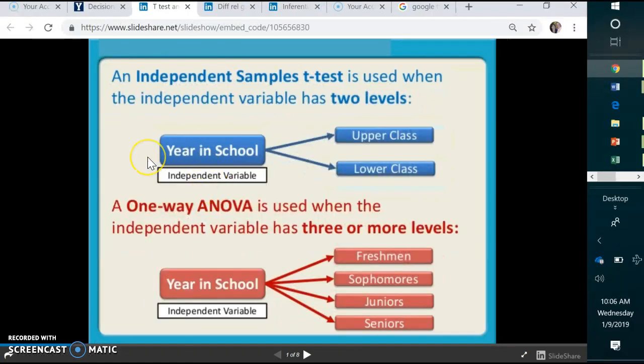In this case, we learned that an independent sample t-test is used when your independent variable has 2 levels. So if I say, who drives faster, upperclassmen or lowerclassmen? I take their average driving speed, and year in school is the explanatory variable, and when you only have 2 levels of that, then you use an independent sample t-test. A one-way analysis of variance, or ANOVA, is used when you have 3 or more levels. In this case, year in school, who drives faster, freshmen, sophomores, juniors, seniors. An independent sample t-test mathematically cannot handle those 4 levels. It can only handle 2. So then you'd use a one-way ANOVA.